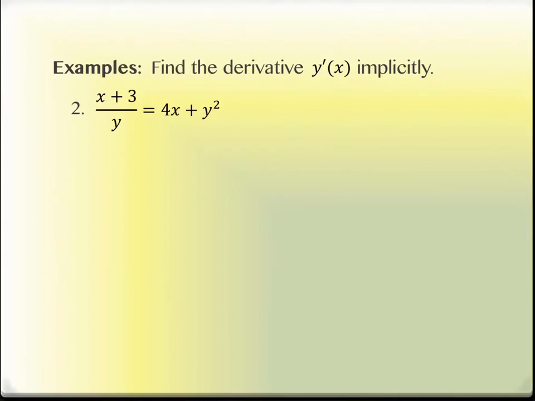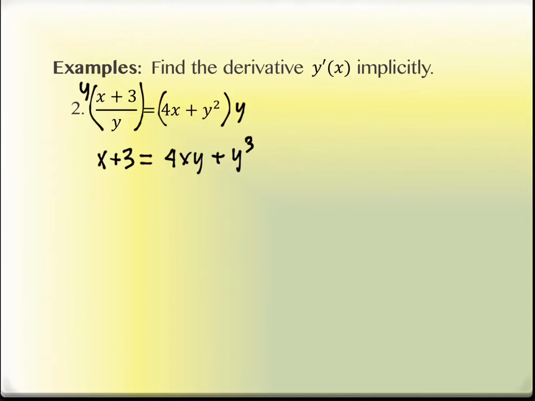Now, there's a couple of different things that you could do. You could take the derivative the way it is right now, right? So you'd have a quotient rule on the left, agreed? Yeah, you could do that. It wouldn't be wrong. But you know what else you could do? You could multiply by y, and then you could have no quotient rule. So I think that's probably in our best interest to multiply both sides by y. So I have x plus 3 on the left, and I have 4xy plus y cubed on the right.